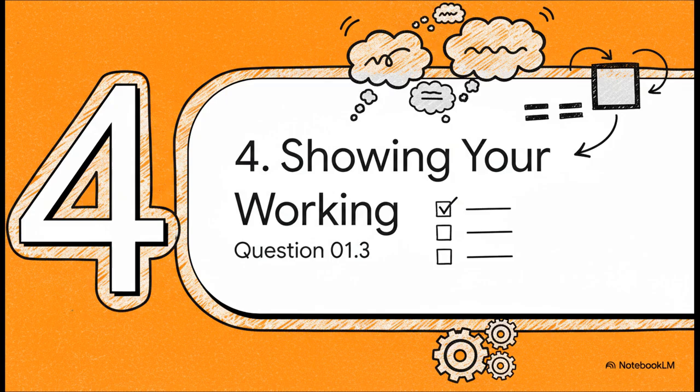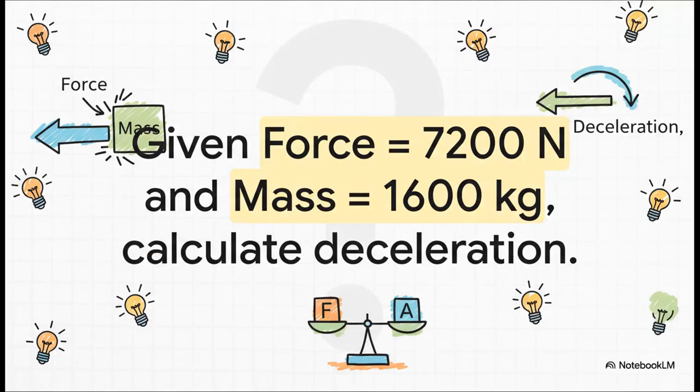Now, let's get calculating. For a 3-mark question like this one, here's the deal. The examiner doesn't just want the final number, they need to see how you got it. Showing your working isn't optional, it's essential. So the problem gives us our numbers, a force of 7,200 newtons and a mass of 1,600 kilograms. It wants us to calculate the deceleration.